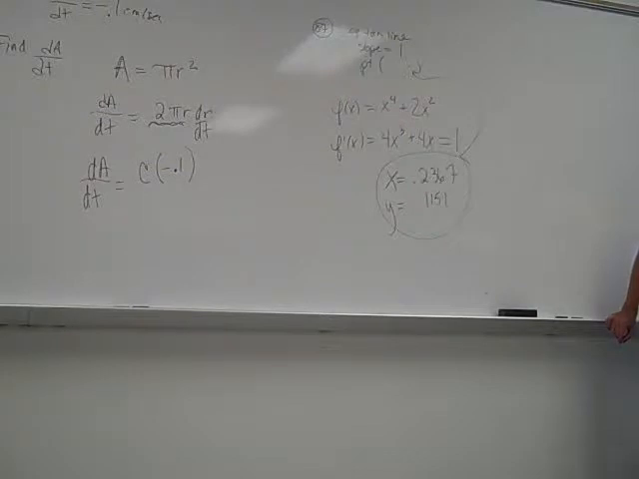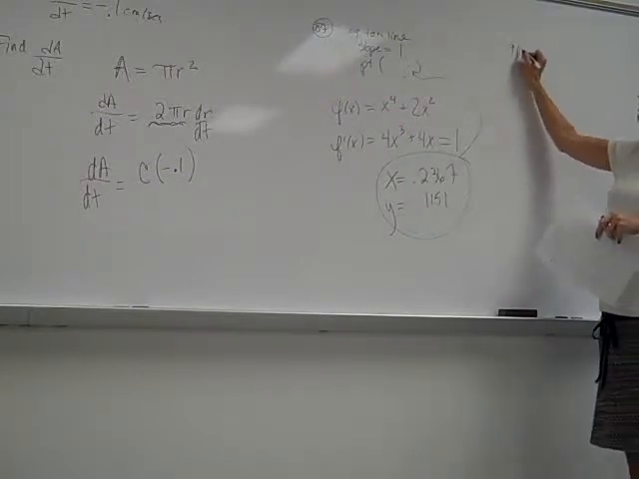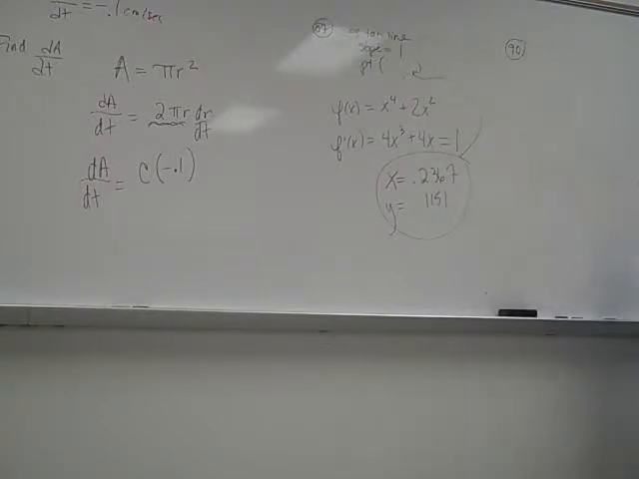How about number 90? Okay? Yeah. 90, again, you're going to say, all right, I get this. It's just getting it at test time. So in general, the base of a triangle is increasing and its height is decreasing. So dB/dt is increasing at 3 inches per minute, and dH/dt is decreasing at 3 inches per minute.